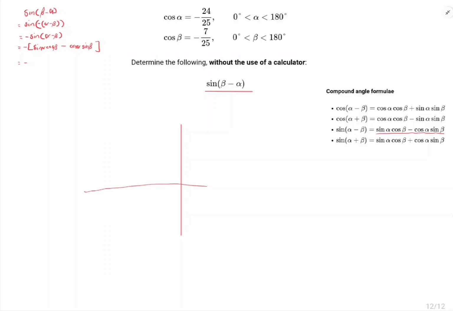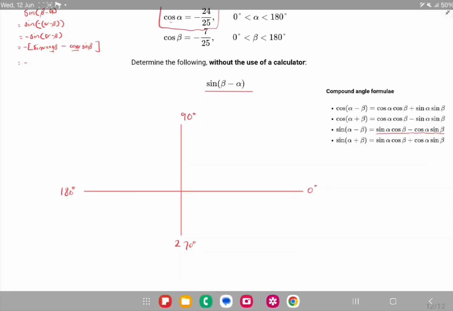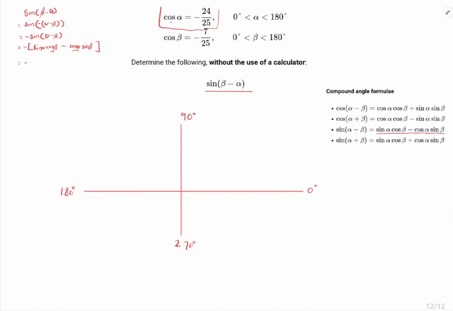Remember I told you in the early stages that CAST is going to be your best friend. 180 degrees, 270 degrees. So let's start with cos A. What do we want? We have cos A, we have cos B, but we don't have sine A and sine B. Okay, so let us start working with cos A to solve for sine A. They say this angle is between 0 and 180, so it's somewhere at the top of the x line, right? Cos A is negative 24 over 25.